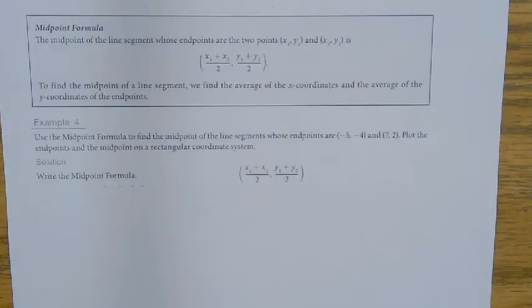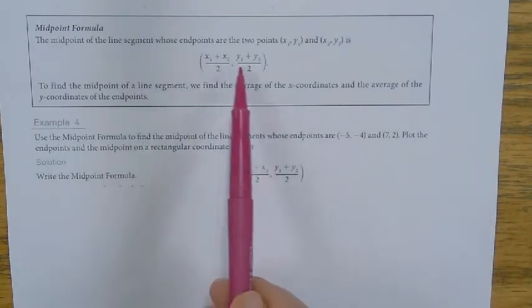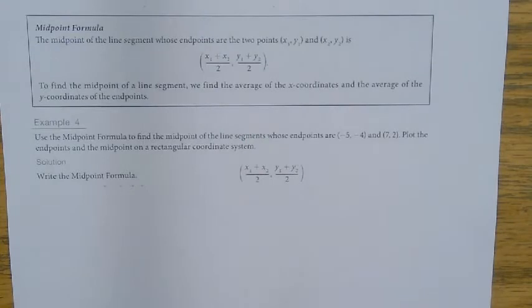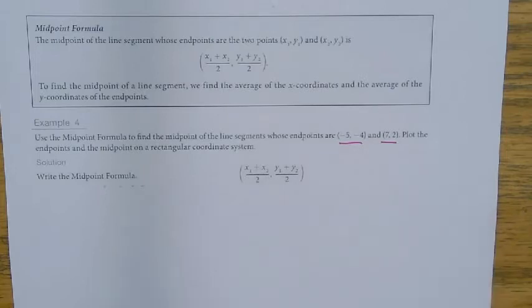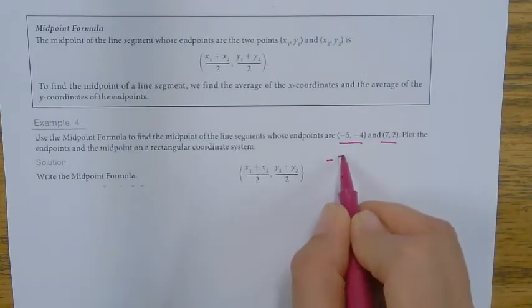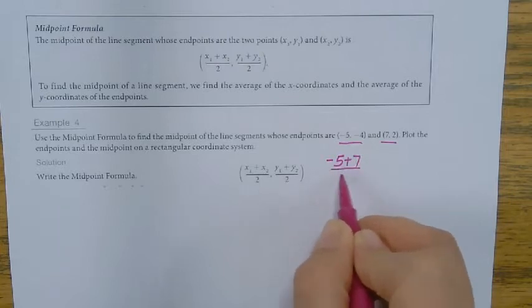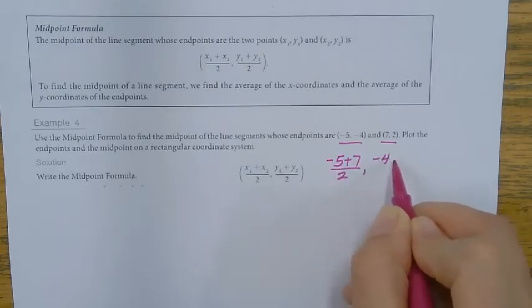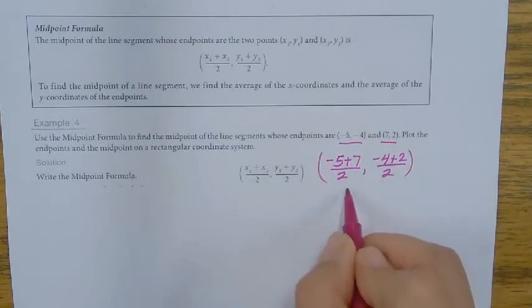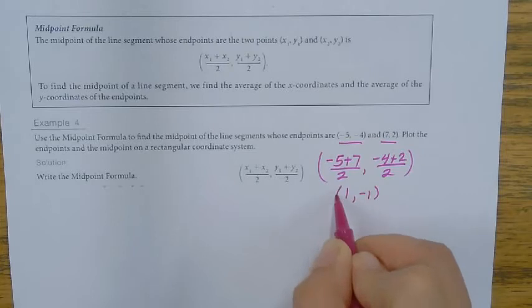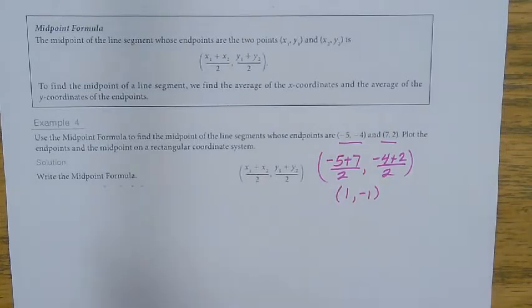Okay, the next thing that we might need is the midpoint formula. It's basically you're just adding your two x coordinates together and your two y coordinates together, and then you divide by 2. So here's our 2 points, -5 and -4. Plug them in, and we will get the point +1, -1 when we simplify that.